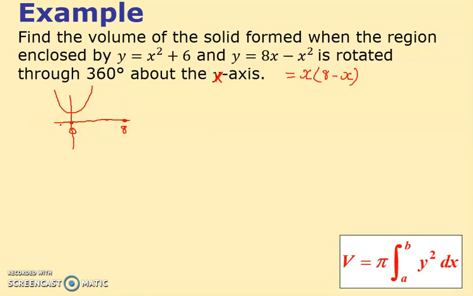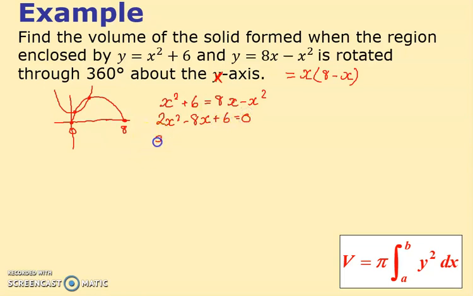And I suppose we don't really know what they look like other than I'm going to tell you they do somehow cross each other. And they do something like that. I'm not exactly sure where they cross. I suppose we all need to know where they cross. Well, the only way you can do that is you set them equal to each other. x squared plus 6 equals 8x minus x squared. Whack that over there, I'll get 2x squared minus 8x plus 6 equals 0.